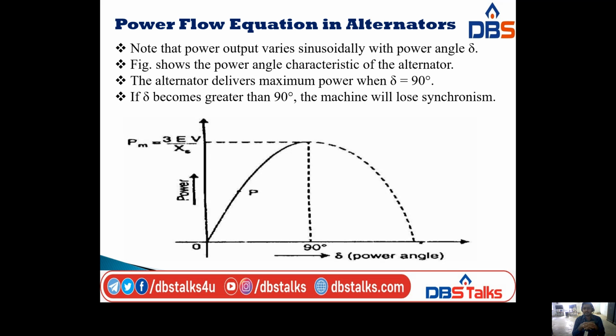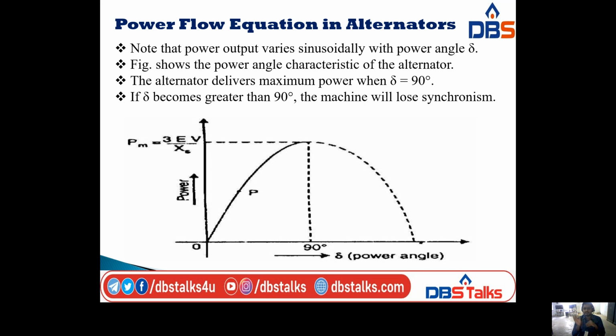Note that the power output varies sinusoidally with power angle delta. I already said that here we have a half sinusoidal, not a full sinusoidal. Up to the saturation point we are increasing, and whenever it reaches the maximum power, after that it will decrease slightly. The decreasing part I will show in dotted lines, and the thick line shows the maximum power condition at delta is equal to 90 degrees.